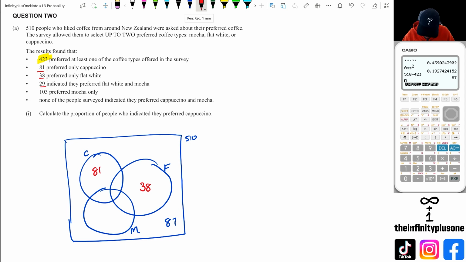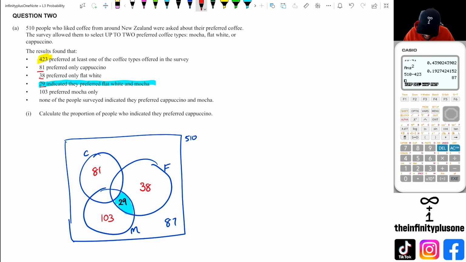So now, interestingly enough, is the 29 who preferred flat white and mocha. Right, so that's going to be this part here, because this blue zone here is they liked mocha and flat white. So that's going to be 29. 103 preferred mocha only. So that one's not bad. So that's just by itself.